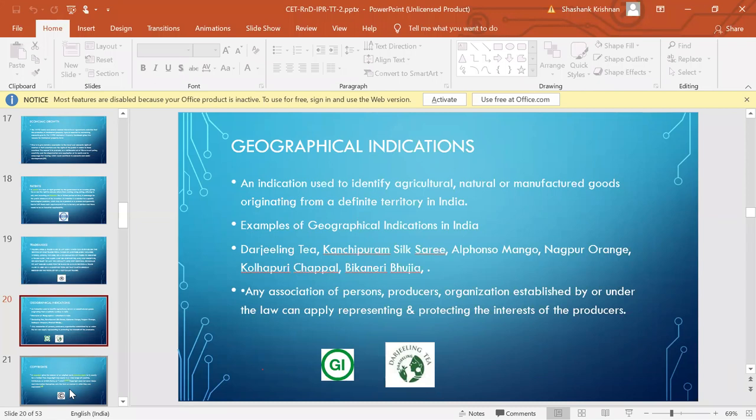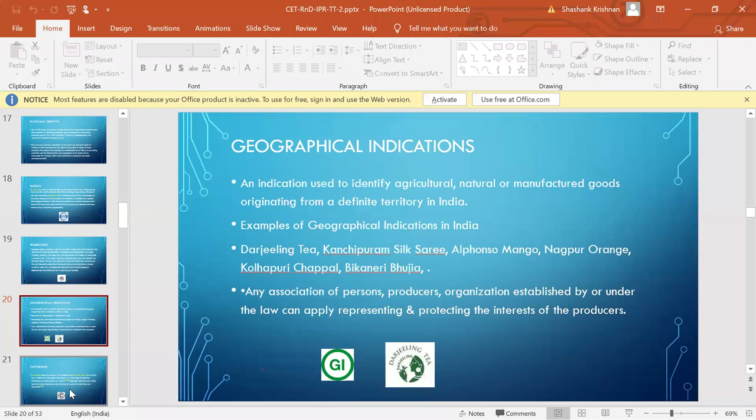Now, another interesting IP is the geographical indication. It means certain products or certain artifacts which are particular to any region, and it cannot be copied by another region using the same name. Typical examples, one is Darjeeling tea. You have all heard about it. I can make a tea in Munnar or somewhere else similar to Darjeeling tea, but I cannot sell it as Darjeeling tea because it carries that geographic indication.